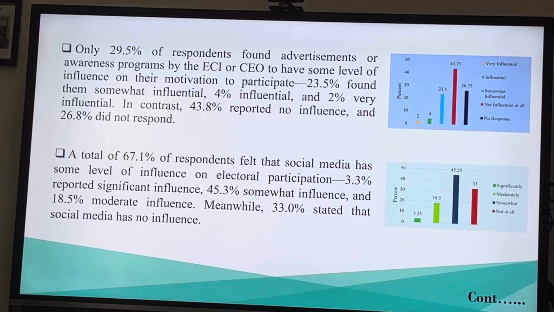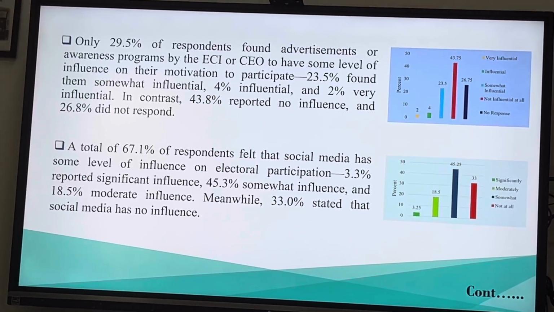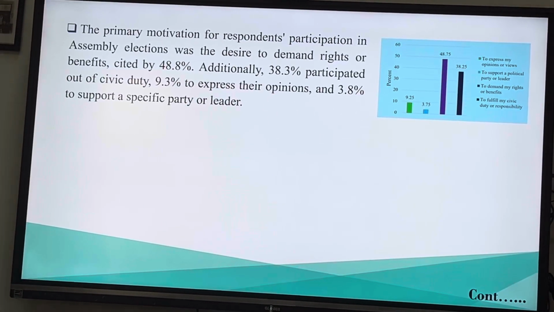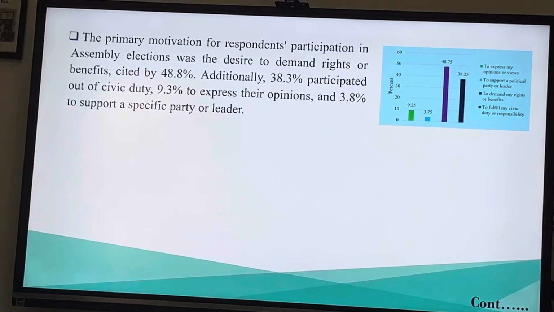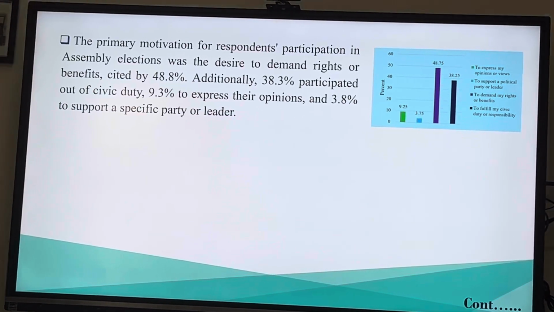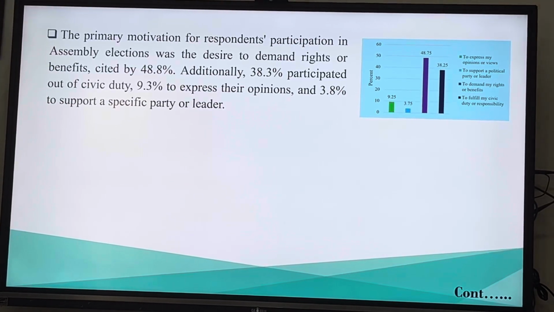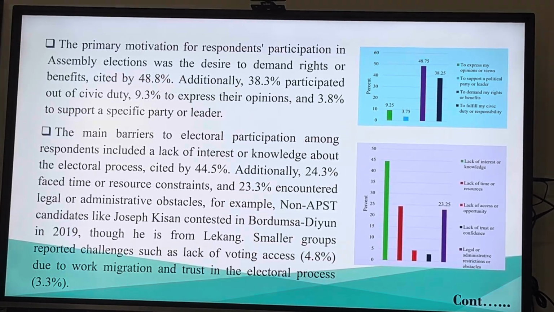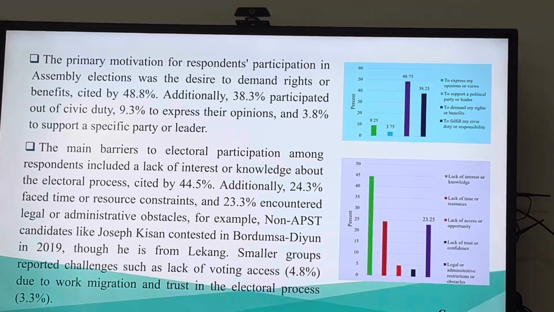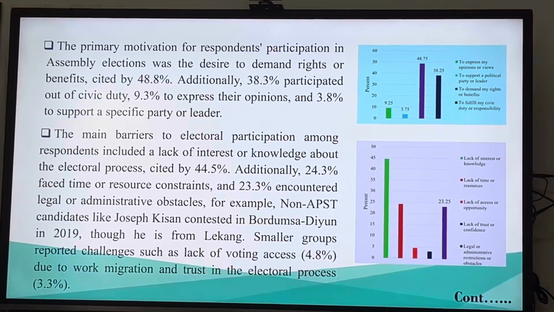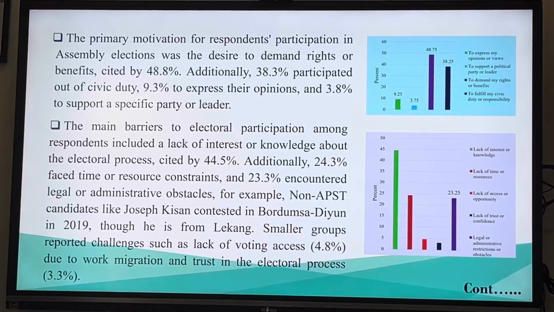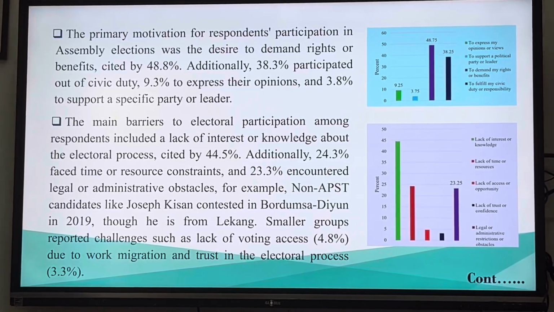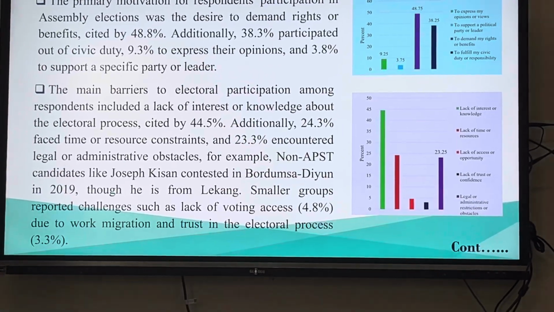A total of 67% of the respondents felt that social media has some level of influence on their electoral participation. The primary motivation for respondent participation in assembly election was their desire to demand rights or benefits, because the situation in Lekang and Bodumsa is very different. The main barrier for electoral participation among the respondents included their lack of interest, or some cited administrative or legal obstacles as well. For example, an outside candidate like Joseph Kisan, who belongs to Lekang, contested elections from Bodumsa because Lekang is the ST assembly constituency.